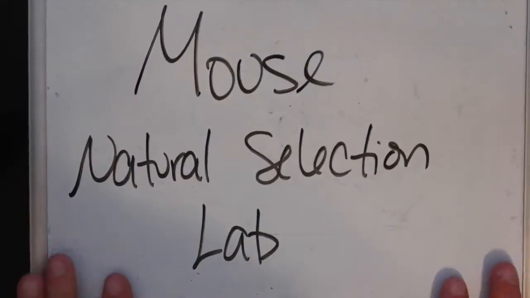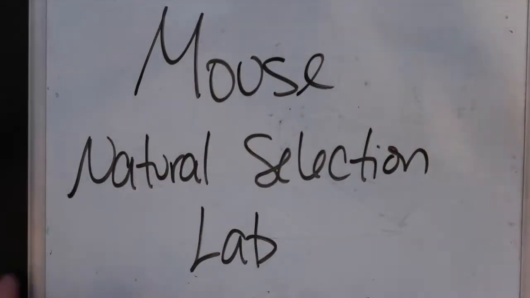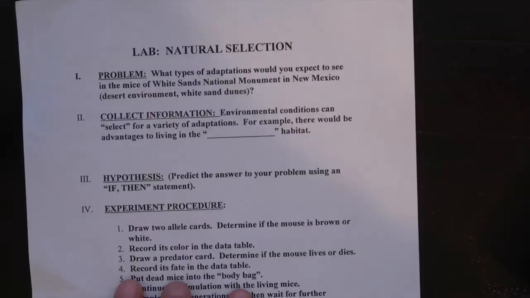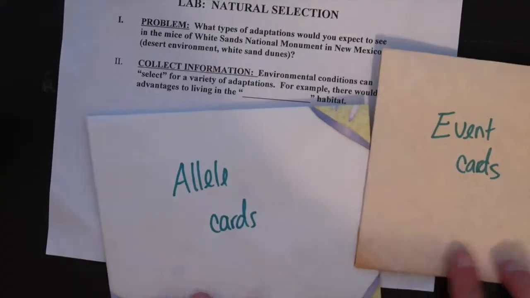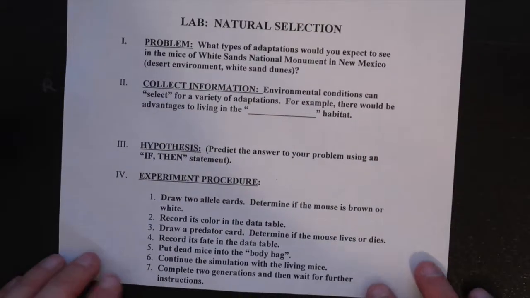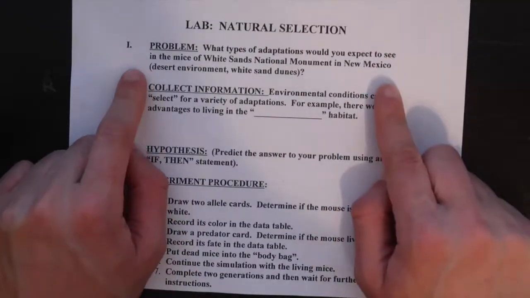This is the Mouse Natural Selection Lab. The materials: I have the instruction sheet right here, and then basically two envelopes with event cards and allele cards. So before the lab, here is what we are trying to see.